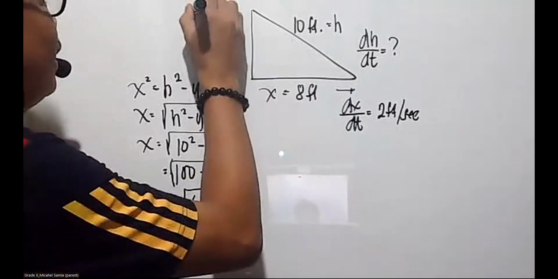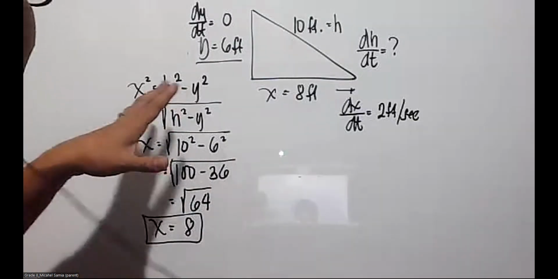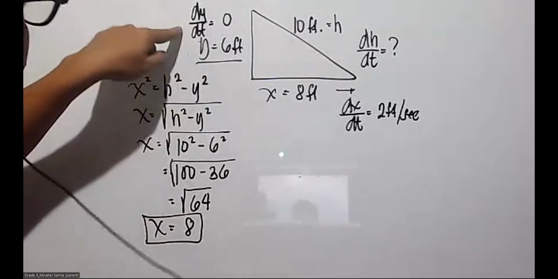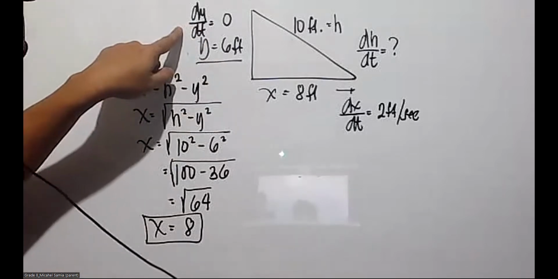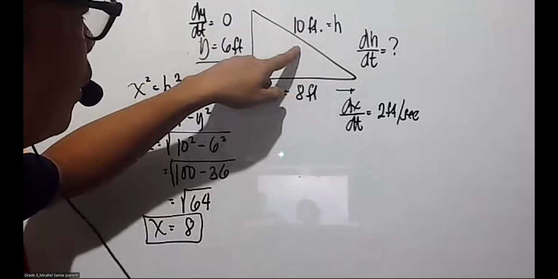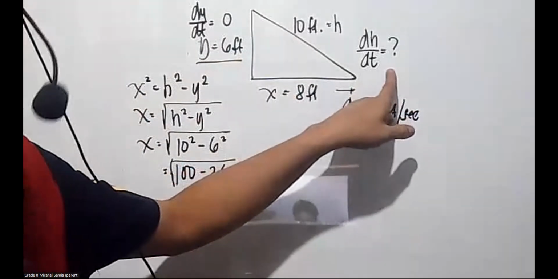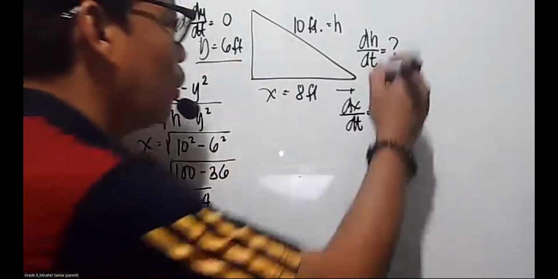Your dy with respect to dt is equal to 0. Okay, so we have our values. Your y is 6 feet. It's not changing. Therefore, its rate of change with respect to time is equal to 0. Your hypotenuse at 10 feet increases since your x increases, but we do not know the value of its rate of change. So this is the one we're looking for.